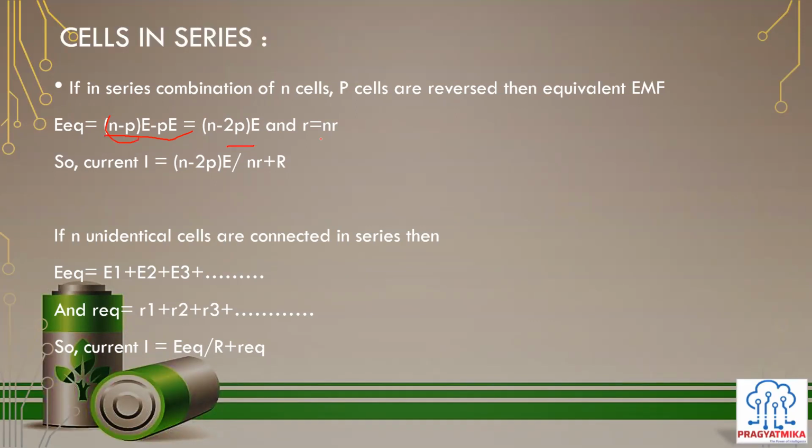But there is no impact on the internal resistance, because it is directionless. So I would be nE upon (n minus 2p) into E upon nr plus r. And for simplicity, we are taking it as the multiplication of n, if it is n number of cells, so n into E we are taking.